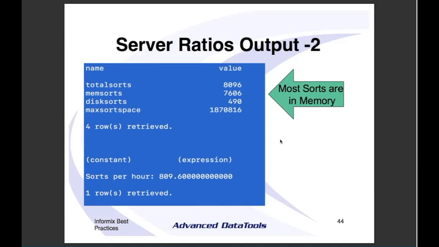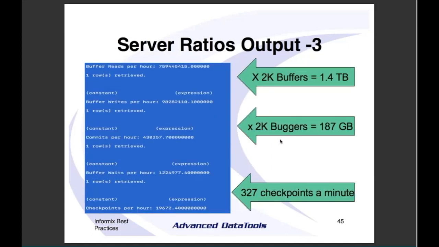Now, this is a crazy one that showed up. Look at the number of checkpoints per hour. 19,000 checkpoints. That's 327 checkpoints a minute. If I saw that in a real health check, that would be my red flag. And that's why I do these. I'm looking for crazy numbers that stand out. That many checkpoints a minute, something is wrong. And if we come over here and do an onstat -m just to look, you can see I'm doing checkpoints all over the time.